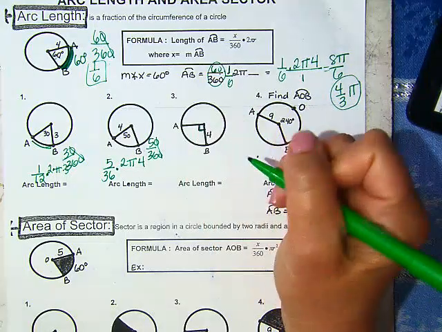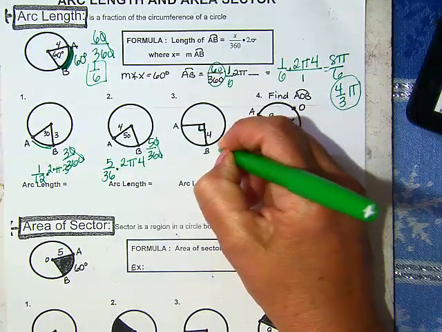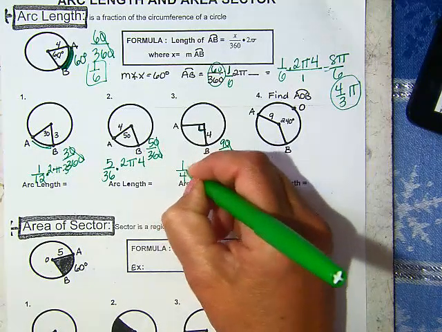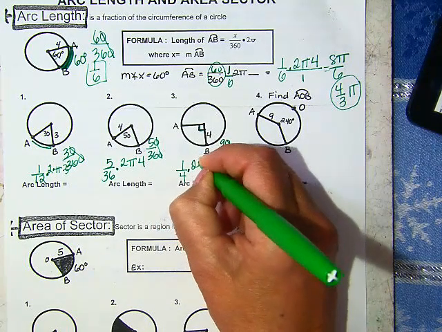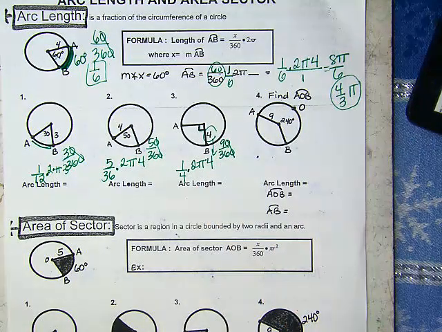This one is 90. Does it look like 1/4 of the circle? It is, because 90 divided by 360 is 1/4. So 1/4 times 2 times pi times 4, because my radius is 4. I'm just plugging in my radius.